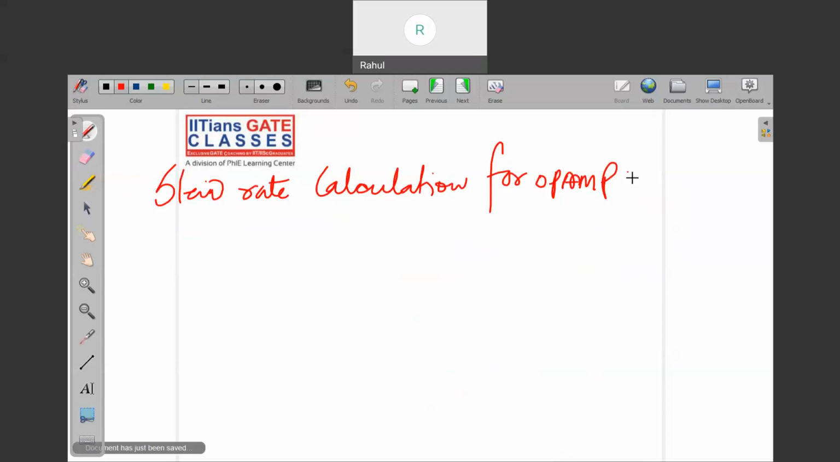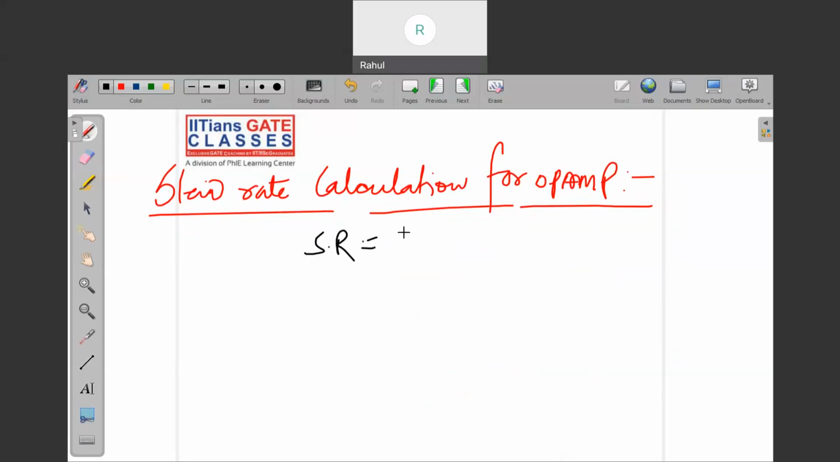Okay, this is a very, very important topic. Everywhere you will find questions related to this topic, slew rate calculation, right? I have already defined that the slew rate is the rate of change of output voltage with respect to time, that is dV0/dt, and this is the maximum.